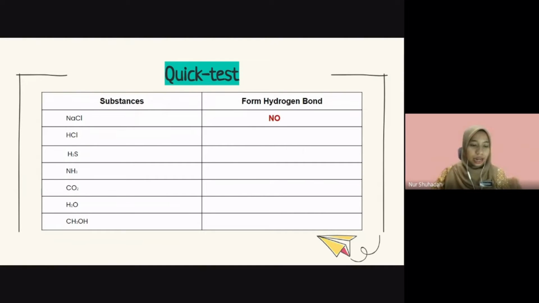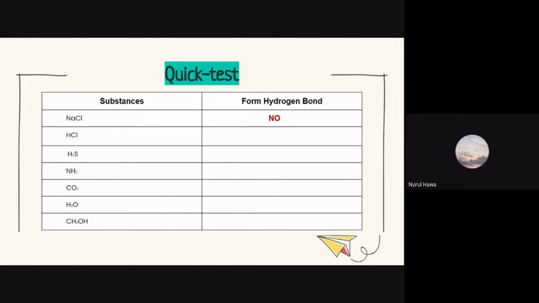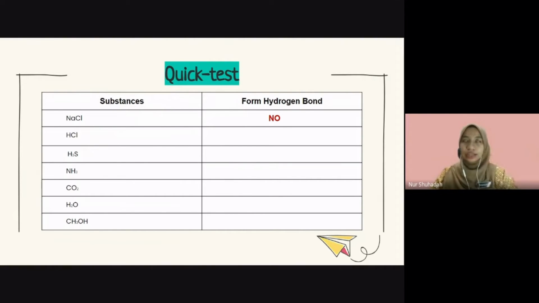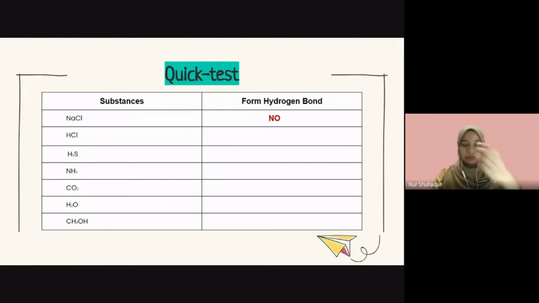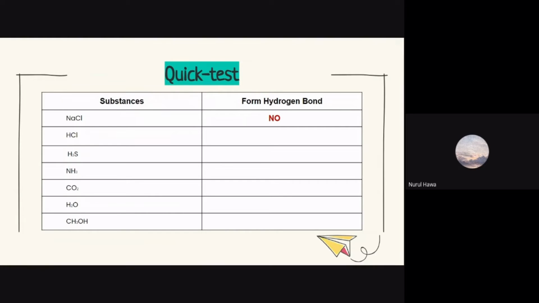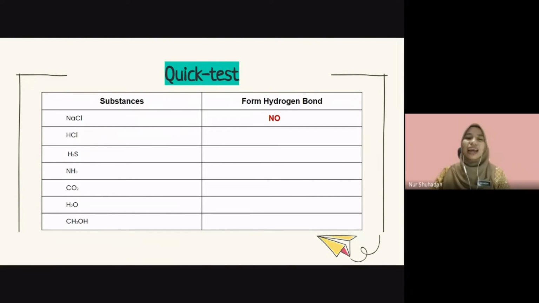So I want to ask Howard. Are you there? Yes, teacher. Can you see hydrogen chloride here? Yes. Is there any formation of hydrogen bond? No. Why? It has hydrogen atom, it passed the first requirement, but it doesn't have the FON. Correct. It doesn't pass the second requirement. Same goes for the hydrogen sulfide. It doesn't form hydrogen bond.